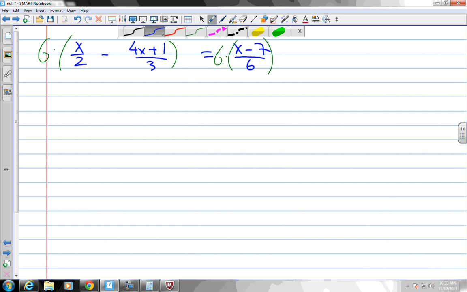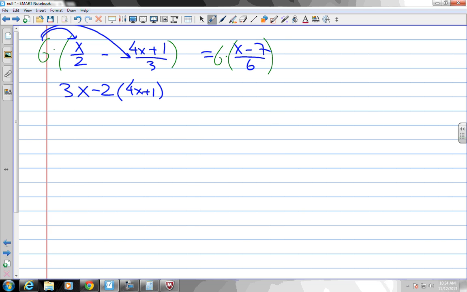So we've done that many times when we just distribute through the fractions. So we should be pretty good at this by now. When you multiply 6 by x over 2, 2 goes into 6 how many times? 3. So that becomes 3 times the numerator, so 3x. Now on the second product, 3 goes into 6 how many times? Twice. So that becomes minus 2 times the numerator. And on the right side, 6 cancels altogether, x minus 7.